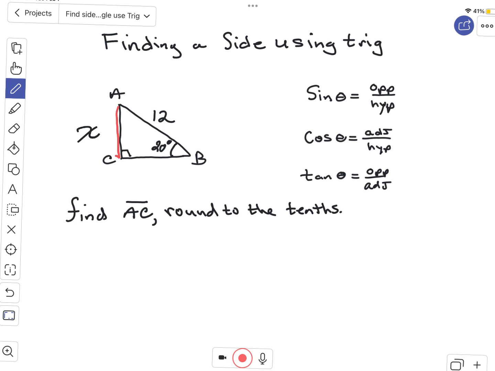It's always a good idea to label a variable X, Y, Z, anything you want. I like to use X. And then we have to decide which trig ratio we should use. Should we use sine or cosine, or should we use tangent?